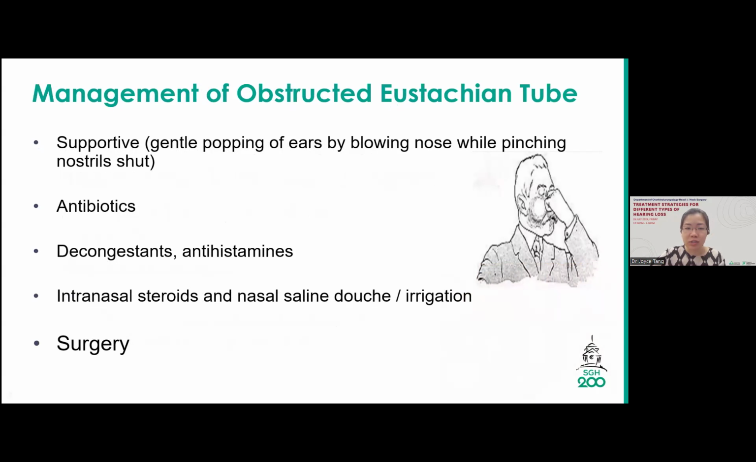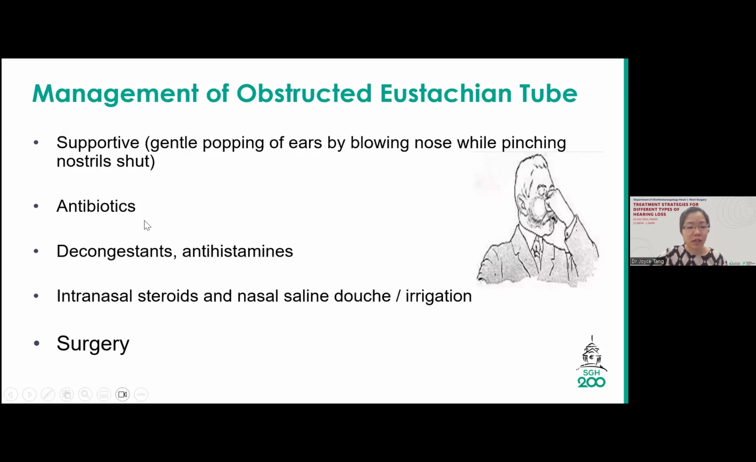How do we manage this? Sometimes if it's nothing too serious, simply popping your ears. So you pinch your nose and you blow hard against your fingers. So the air, instead of going to your nose, goes into your ears. And this is what we call the Valsalva maneuver. So this is able to relieve the pressure difference, and you should be able to hear better.